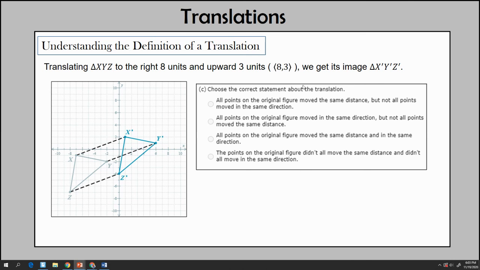Last question, choose all the correct statements here. All the points on the original figure move the same distance, but not all the points move the same direction. False. They all move the same direction. All points on the original figure move the same direction, but not all points move the same distance. False. We proved that in the first step. All points in the original figure move the same distance and in the same direction. Correct. All points in the original figure didn't move all the same. No, that's wrong.